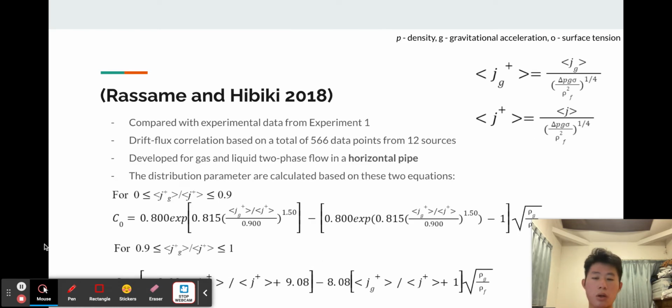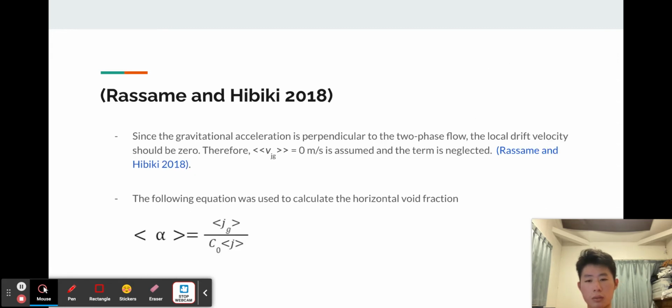So the first drift flux correlation for horizontal void calculation was taken from Rasam and Hibiki, as I mentioned, and these are the equations for it. There are different bounds for the situations that they could be used for. And these are all the formulas you need to calculate the distribution parameter, which can be used in the one-dimensional drift flux model to calculate the void fraction.